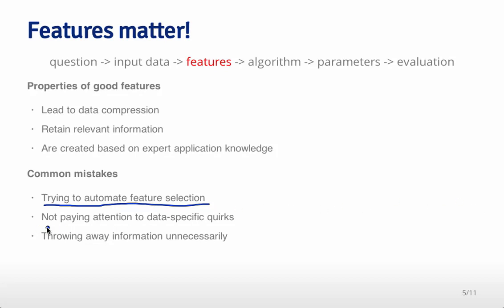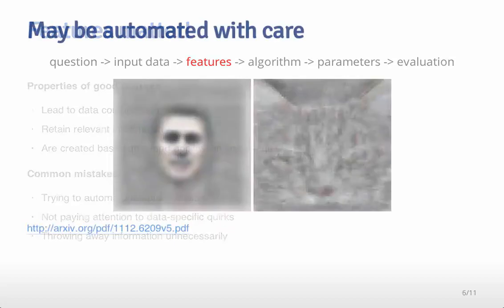Not paying attention to data-specific quirks is another problem that can come up. In some cases, a particular data set might have outliers or weird behavior of specific features, and not understanding those can cause problems. And obviously throwing away information unnecessarily is not a good idea.